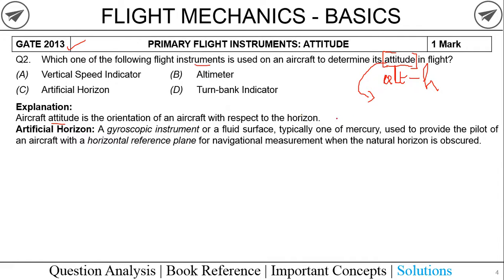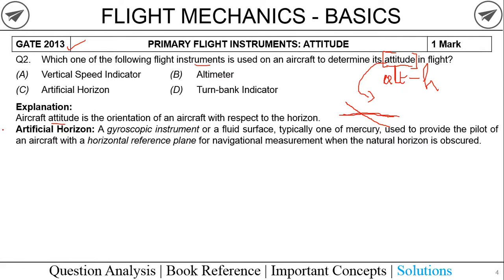What is this horizon? Let us consider a straight line. Consider this as a straight line. If the aircraft is tilted or banking at some particular angle, we can see that the aircraft isn't straight or aligned with the horizon. Horizon is nothing but the datum plane or horizontal plane. Instead, it is inclined to some angle. This is what orientation means.